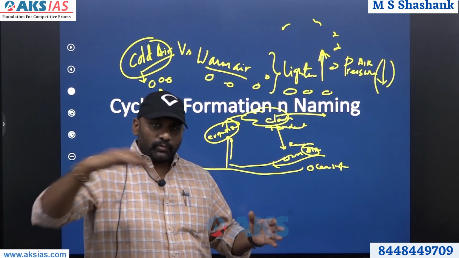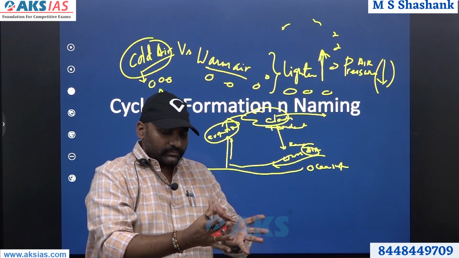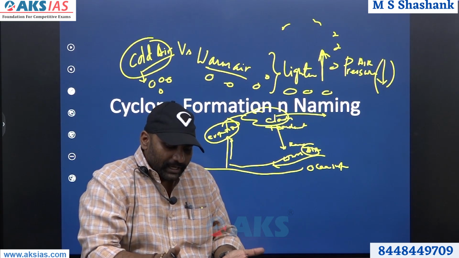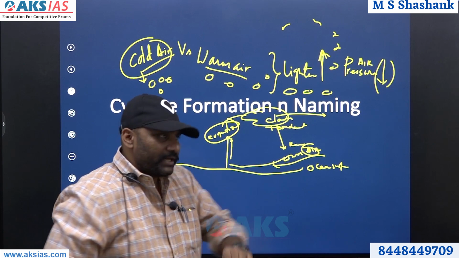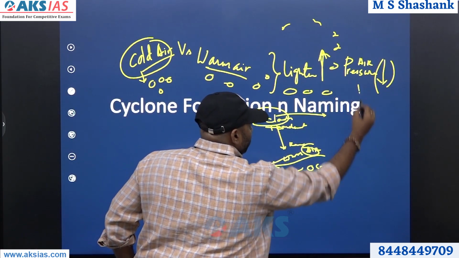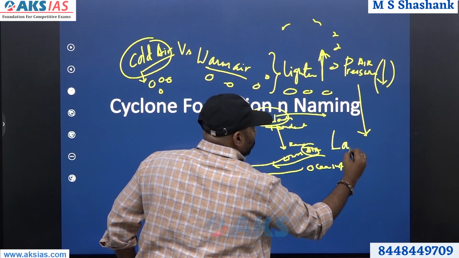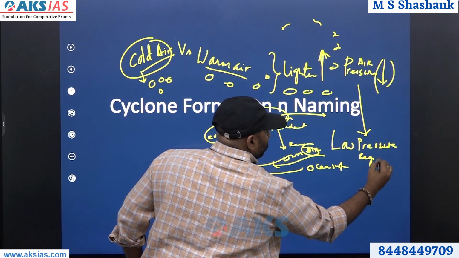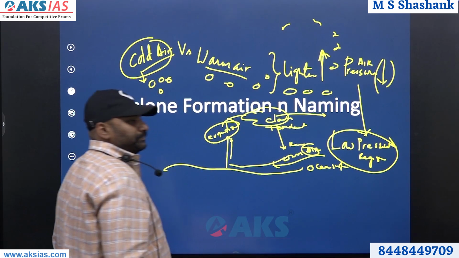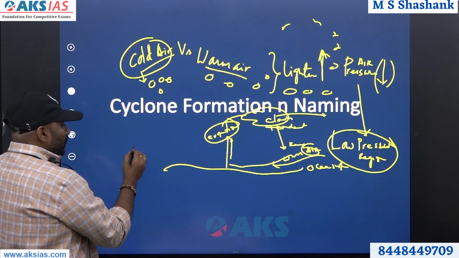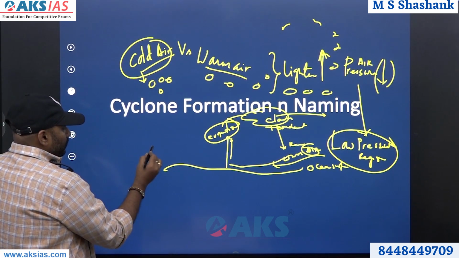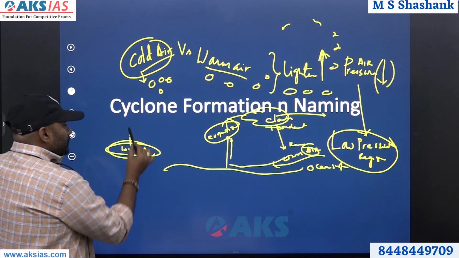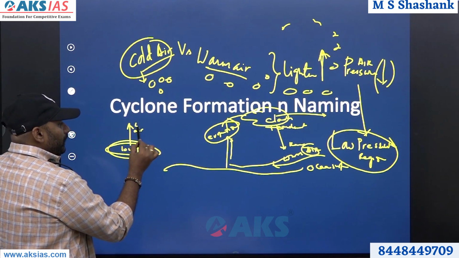So again I repeat, warm air or hot air expands and goes up, and in this region where the air has left, the pressure decreases and it forms an area called a low pressure region. A low pressure area is formed. So fundamentally on the ocean, you will have a low pressure area because hot air has ascended upward.